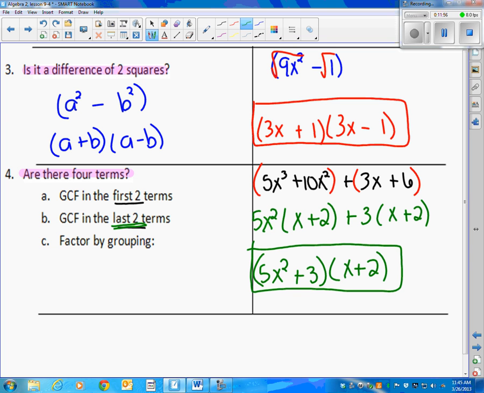So refer back to this sheet as we move on, dividing, multiplying, and simplifying rational polynomial expressions.